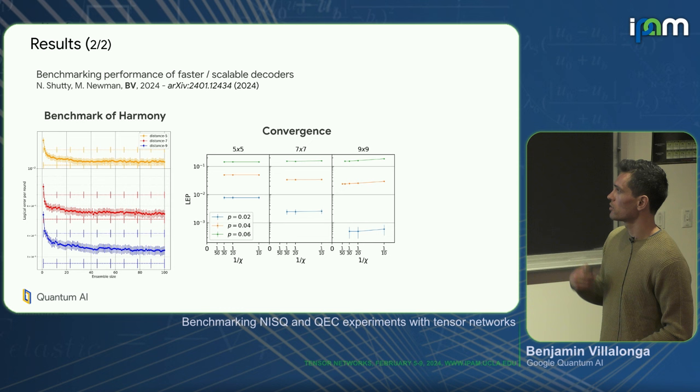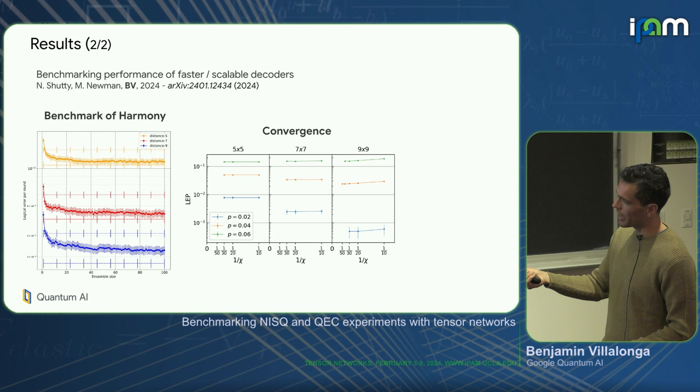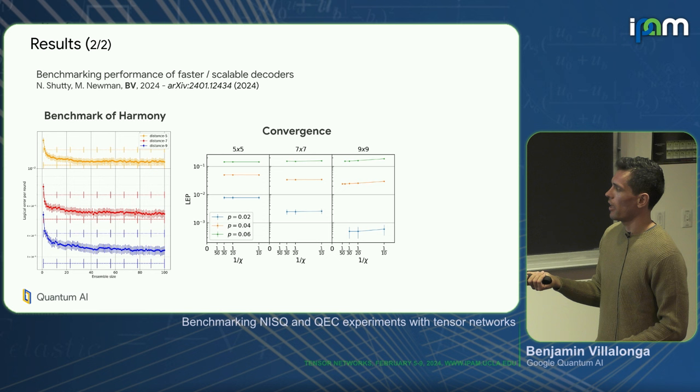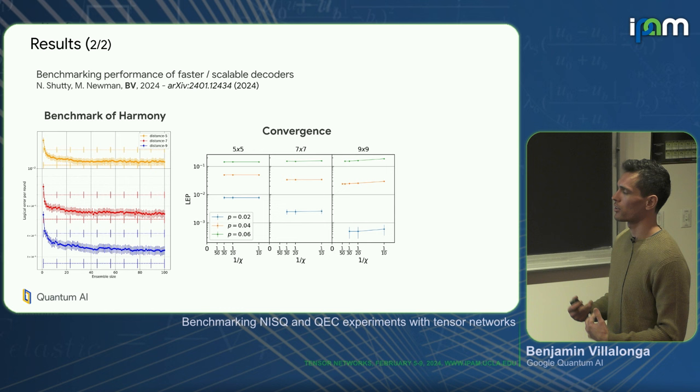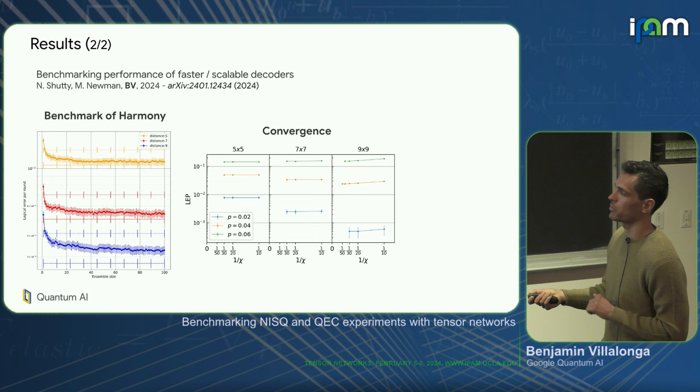Another thing that you can see is convergence of our tensor network decoder. As you increase the bond dimension, so this has units of 1 over the bond dimension, we went up to distance 9 surface codes. This is all numerics, it's not experiment. You can see fairly fast convergence in practice with bond dimension, where the y-axis is the logical error rate. So how much error do you make when you run the entire experiment, what percentage of times are you not decoding properly?